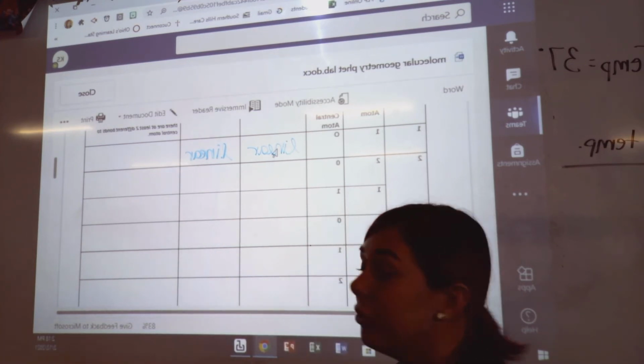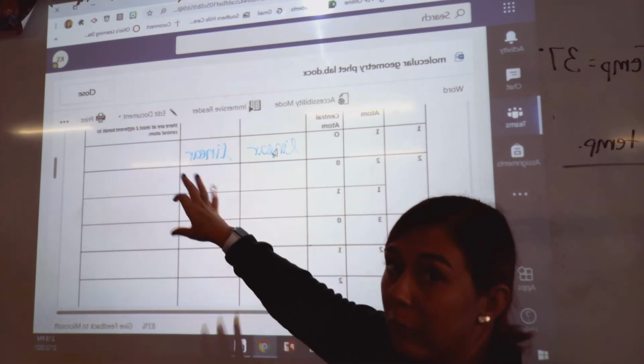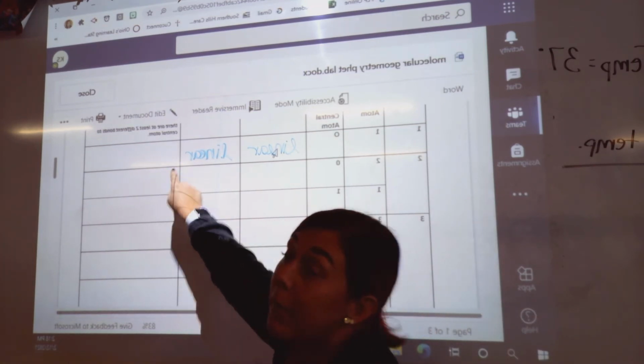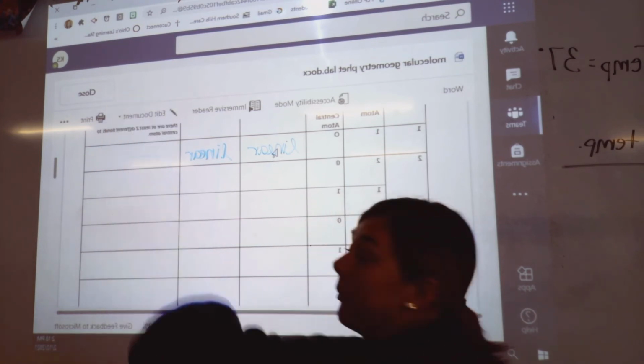Okay? Now since you're doing this on a computer, you can't sketch it. We're going to sketch them when we get back. But this is where you would write the bond angle. Since there was no bond angle, just put a line.